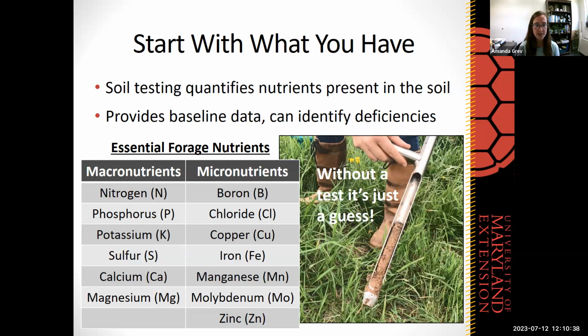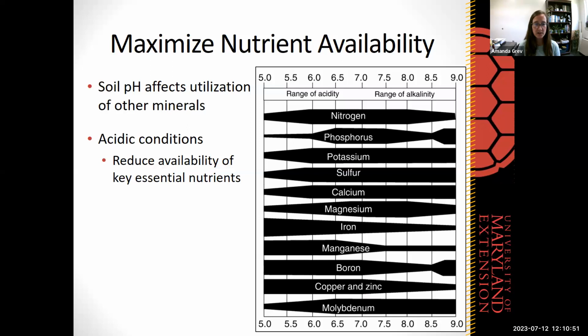But there are other nutrients that we can think about as well. And then, of course, we know that without a test, we're really just guessing at what's present in our fields, right? So there's your plug for taking your soil samples and keeping those up to date. And one of the things that I encourage you to look at with those soil samples is not only the nutrient concentration in those different fields or pastures, but also the pH of that soil. So we know that our soil pH is affecting the utilization of our minerals.